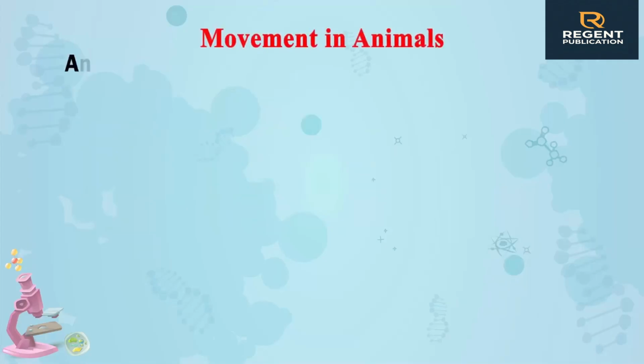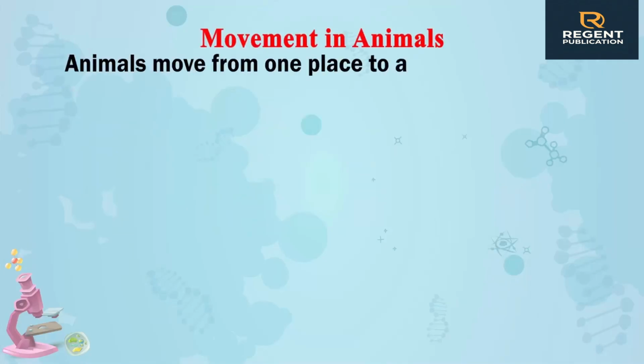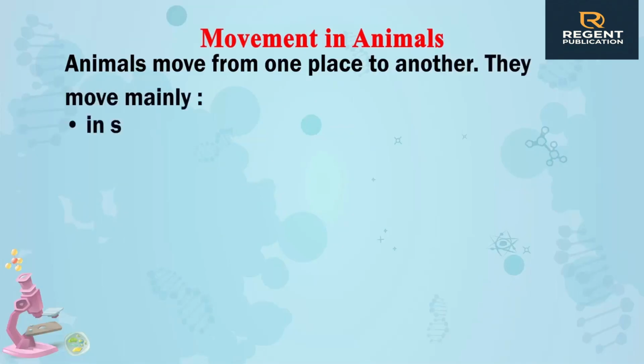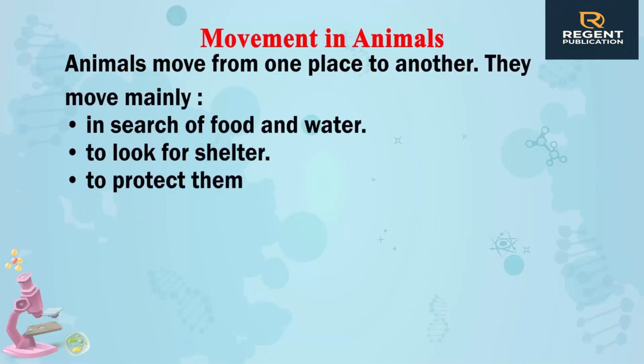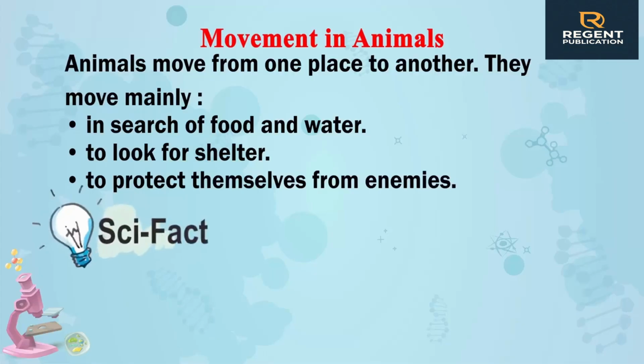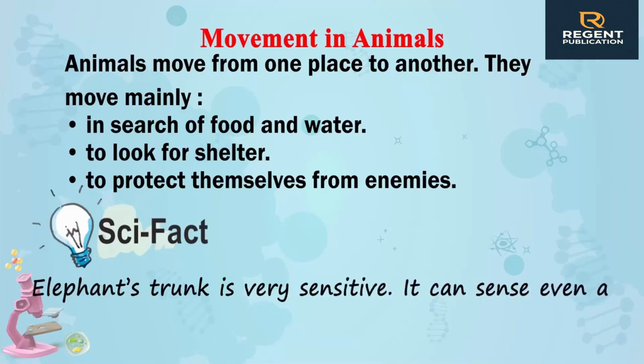Movement in animals. Animals move from one place to another. They move mainly in search of food and water, to look for shelter, and to protect themselves from enemies. Scientific fact: an elephant's trunk is very sensitive. It can sense even a small blade of grass with it.